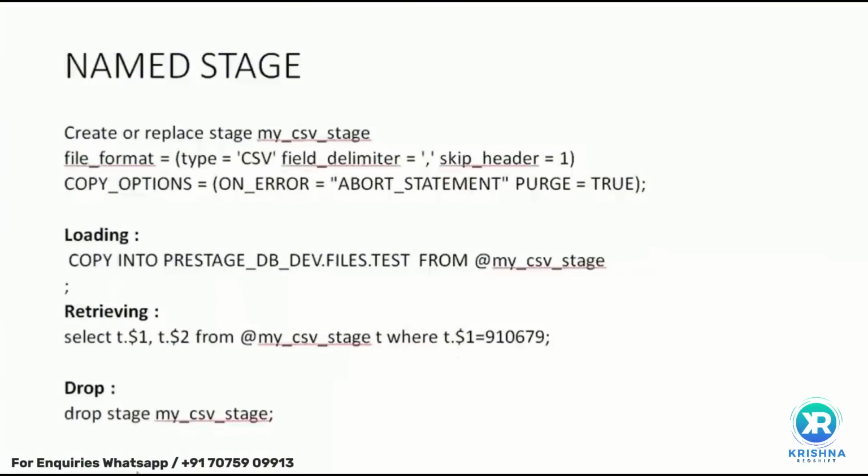So this is about the different types of internal stages. In the next class we will see how to stage files within the user stage, within the table stage, and within the named stage. Then we will see the external stage, and then how to load into target tables using the internal stage and external stage. That means loading and unloading within Snowflake.